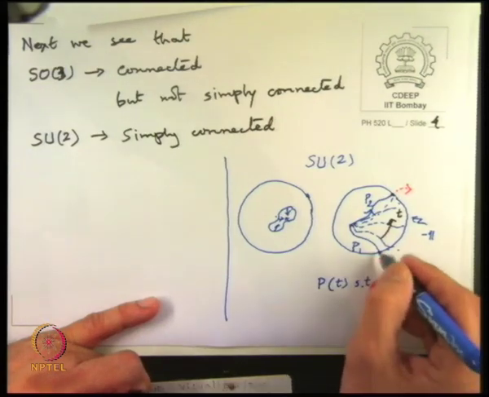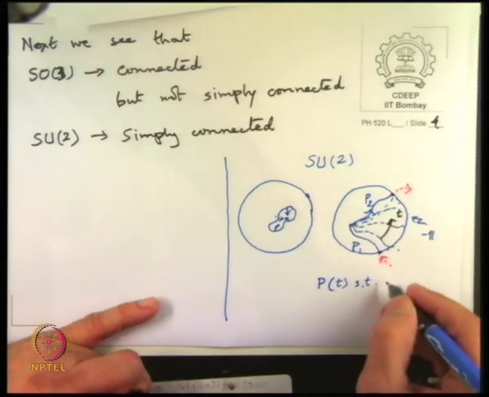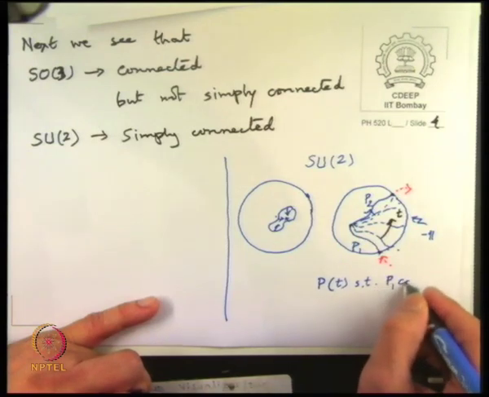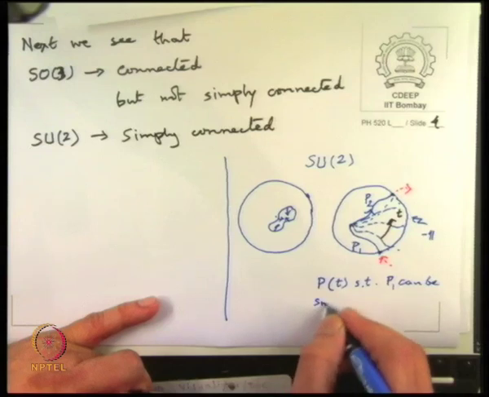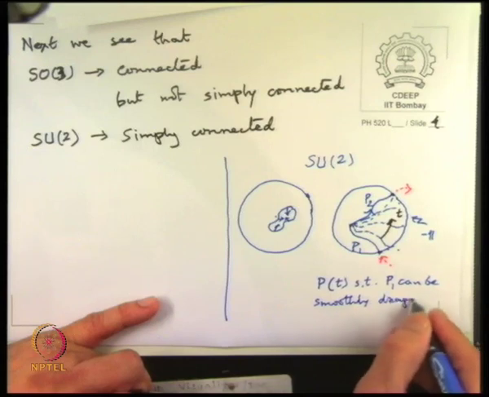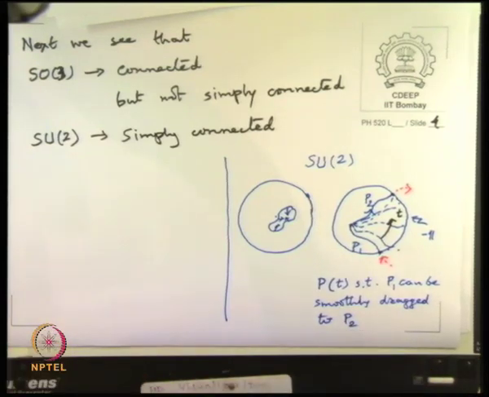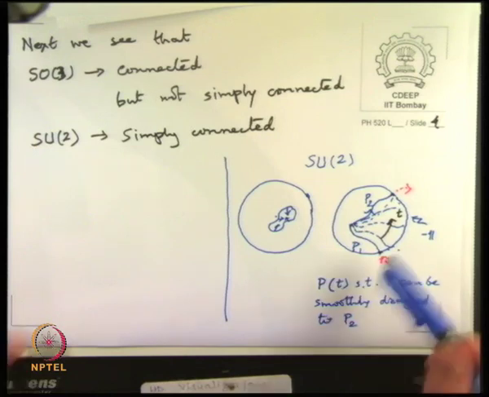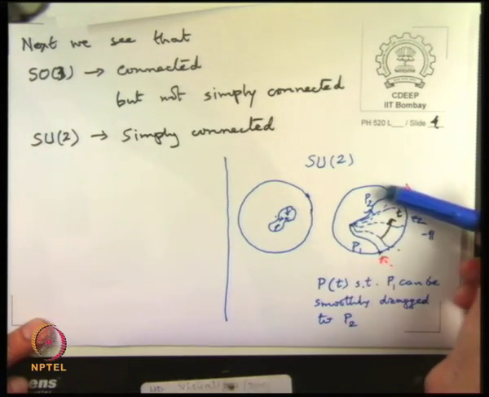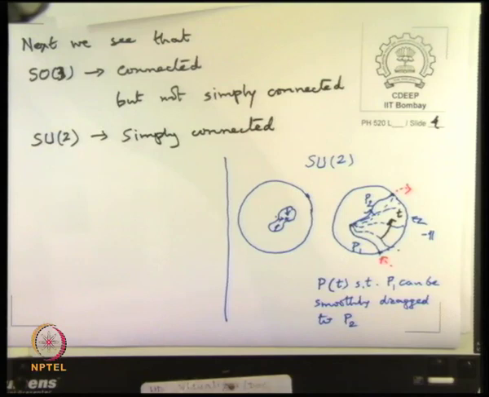That's actually not the argument. The argument is that I can shift this point indefinitely to there, then it becomes a closed loop. So, P of t such that P1 can be smoothly dragged to P2. And once the outermost point reaches here, that has now become a closed loop. So, I can shrink it, it becomes of this class, so I can shrink it to 0. So, every single closed curve you can imagine in this space is shrinkable to a point.